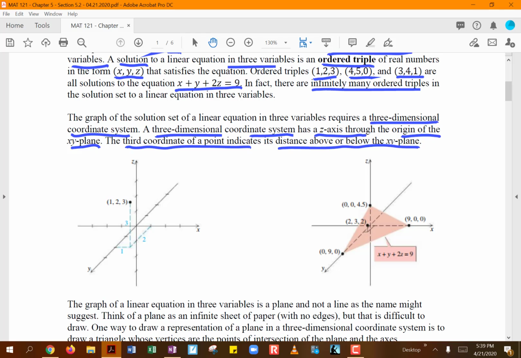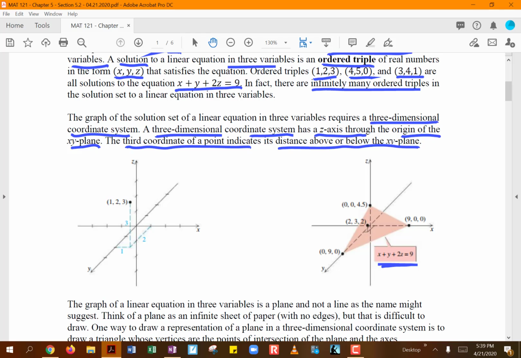Now, if you look at these figures over here, you will notice we are using the horizontal axis as our x-axis. We have this diagonal axis, which will be our y, and that's going to create our flat surface. And then the vertical axis is our z-axis, which will give you the height above or below your x and y plane. And you can see when we try to graph this equation, x plus y plus 2z equals 9, we can't actually graph that whole equation.